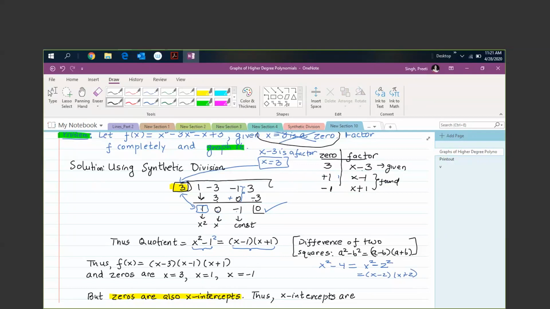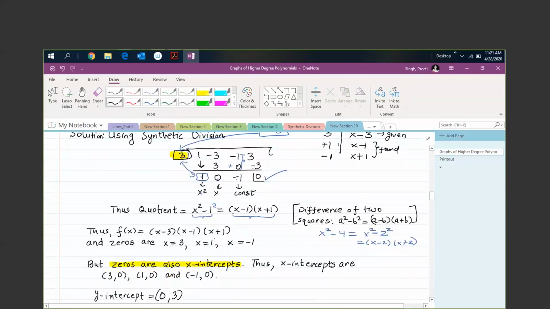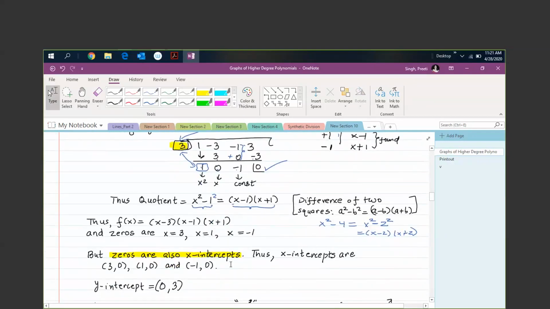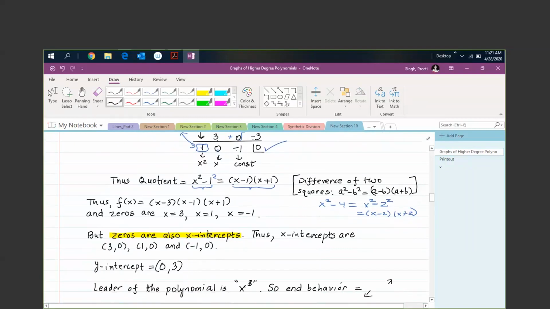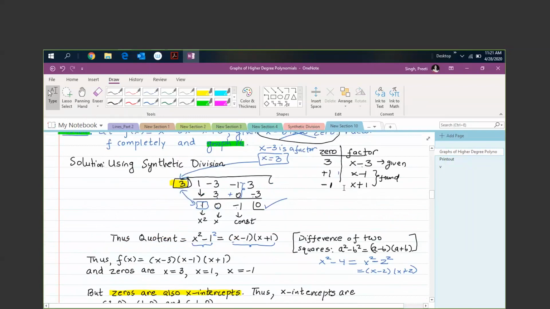Now, zeros mean what? Look at this highlighted: zeros are also your x-intercepts. When I say a function equal to 0, those are basically your x-intercepts as well. Is this okay, or shall I explain more that zeros are also x-intercepts? So when I talk about zeros of a function, those are x-intercepts also.